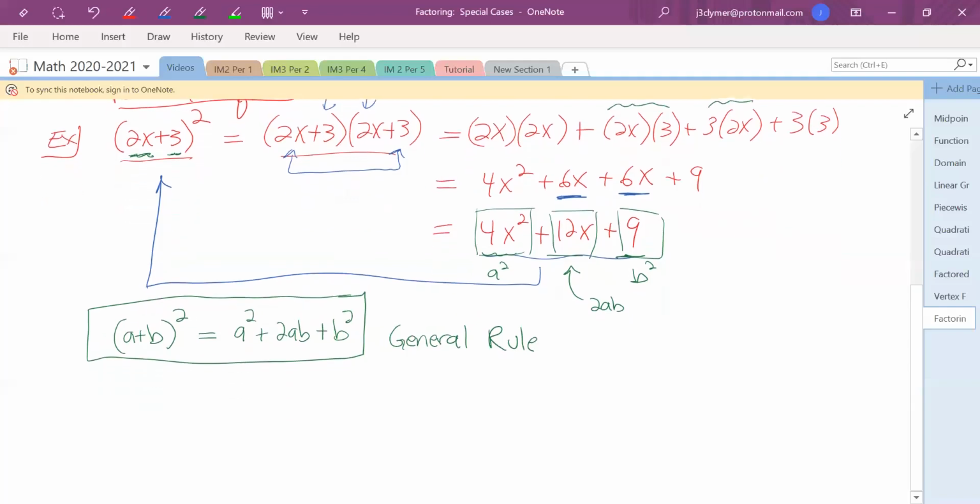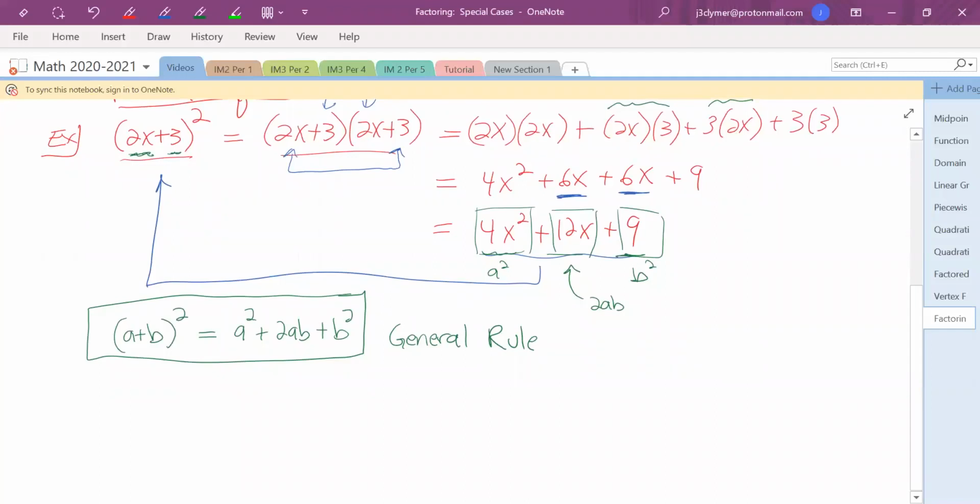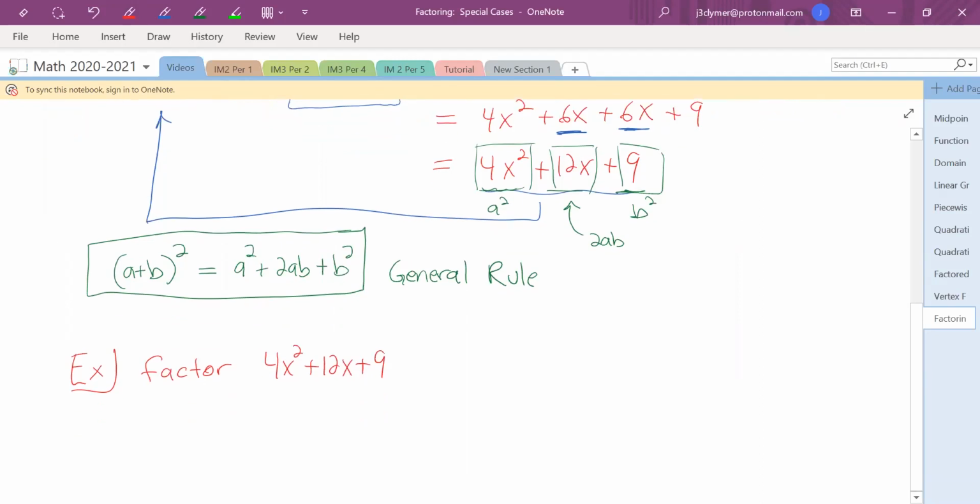So if you get a situation, I'll go back to the same example, except this time I will try to go backwards with it. So this time we're going to try to go backwards with the exact same example. Let's say we were given 4x squared plus 12x plus 9, and we were told to factor it. Well, if you didn't immediately recognize that this takes on the form of a squared plus 2ab plus b squared, you'd probably do something like this.